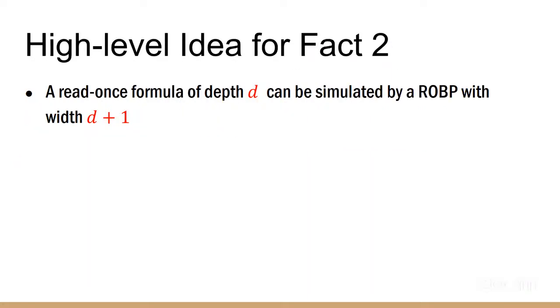Okay, so let's look at the proof of this fact that a read-once Boolean formula of depth d is simulated by a read-once branching program with width d+1. As I mentioned before, a basic recursion would use d memory or a 2 to the d width blow up, because as we saw, space d algorithms can be implemented by a 2 to the d width read-once branching program.